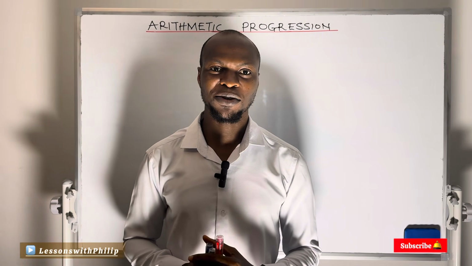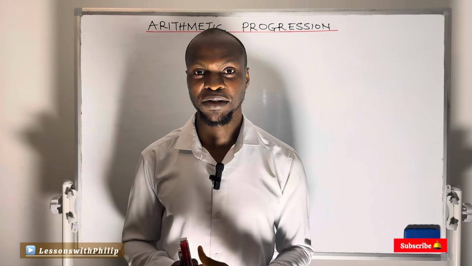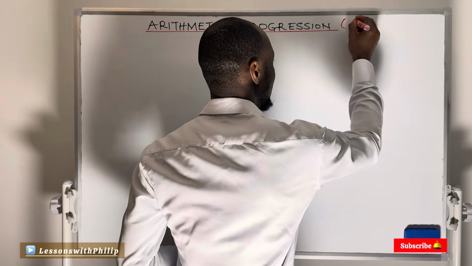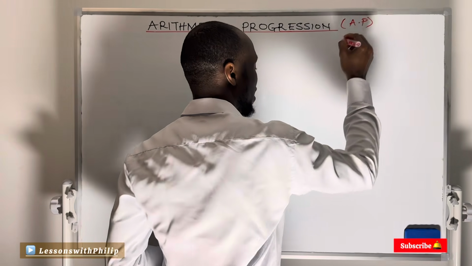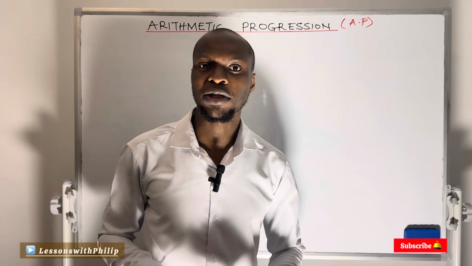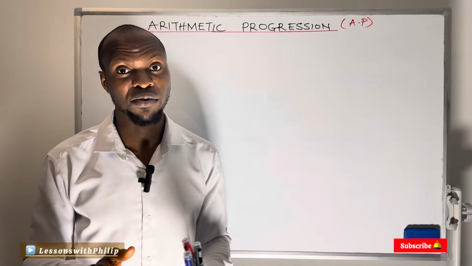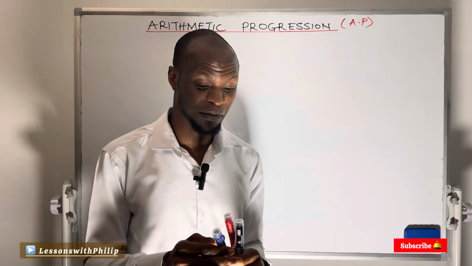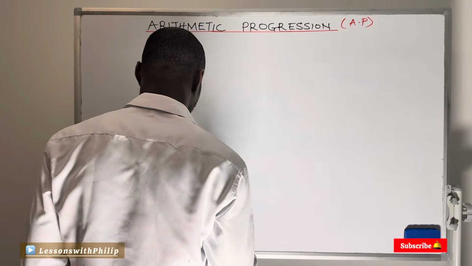And today our topic is on arithmetic progression, which is also known as AP. A sequence is said to be an arithmetic progression when it increases or decreases with a common difference. Take note, common difference.